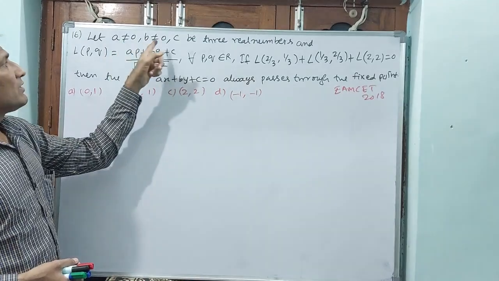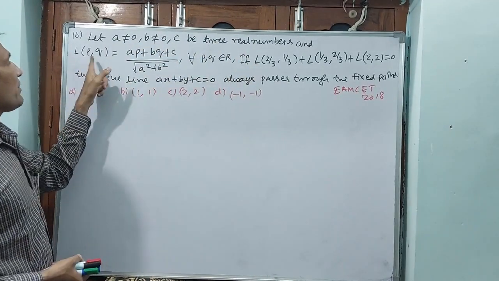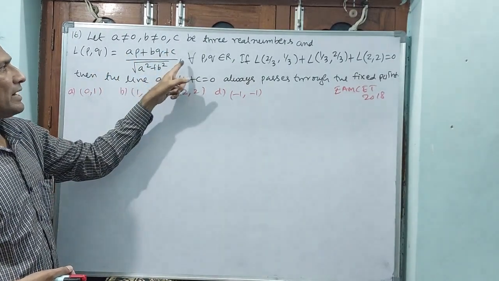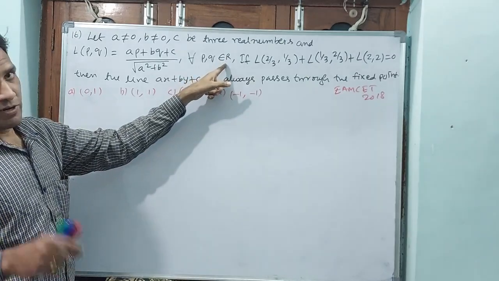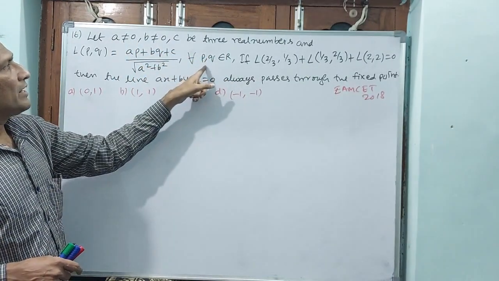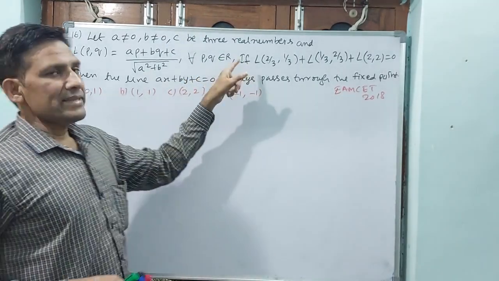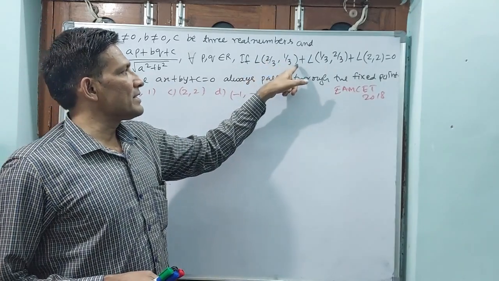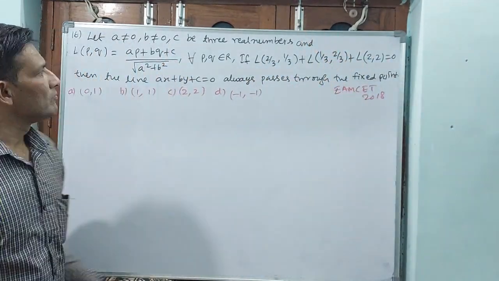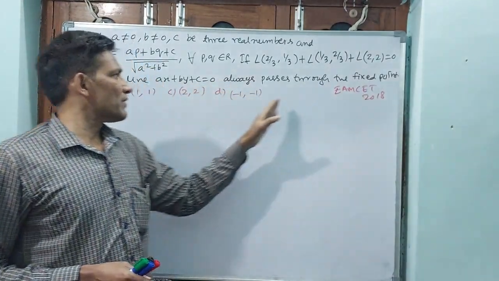Let a ≠ 0, b ≠ 0, c be three real numbers and L(p, q) = (ap + bq + c)/√(a² + b²) for all p, q belonging to real numbers. If you observe carefully, a, b, c and p, q are also real numbers. What are they asking? If L(2/3, 1/3) + L(1/3, 2/3) + L(2, 2) = 0, then the line ax + by + c = 0 always passes through which fixed point, like they are asking.